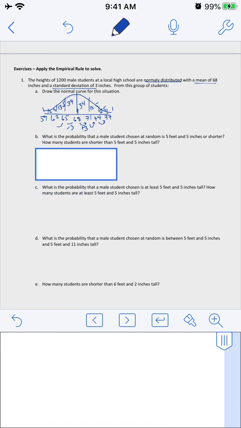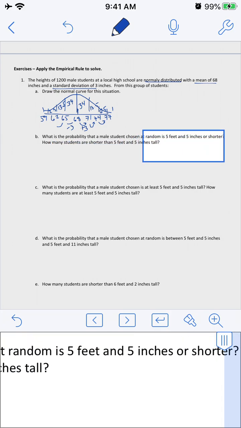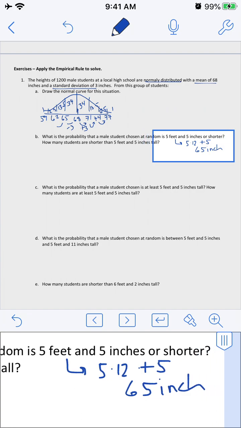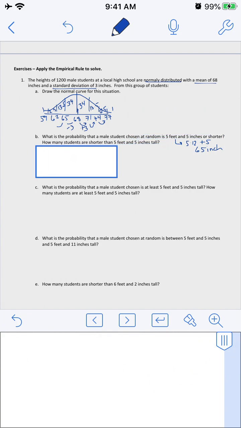What is the probability that a male student chosen at random is 5 feet and 5 inches or shorter? How many students are shorter than 5 feet 5 inches tall? Okay, so kind of a two-part question, right? First off, 5 feet 5 inches is not on our normal curve. Everything else was in just inches, so let's convert that. Well, 5 feet is 5 times 12 inches plus the 5 extra, would be 65 inches. So we're really looking at the probability of 65 inches or shorter.